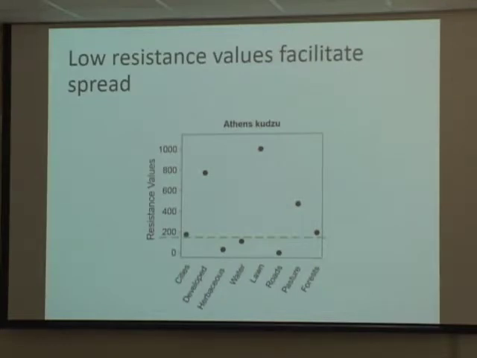So with the resistance values of each of these 8 feature types, I can assess the influence of different land cover types on genetic structure. I ran the optimization 3 times, and I normalized the values to a maximum of 1,000. So here I'm plotting the average of 3 runs. For Athens kudzu, the lowest resistance values are herbaceous, water, and roads, and so these are the features that facilitate the spread of Athens kudzu. This green dotted line is an arbitrary level I've set to say what is a low resistance value and what is a higher resistance value.